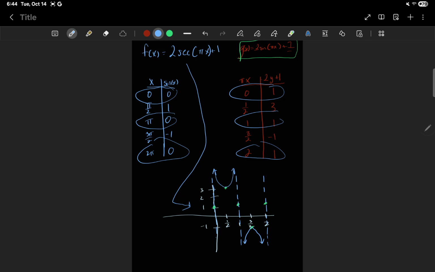So the way to graph secant and cosecant really is just to go through everything as if you're graphing sine or cosine. And then wherever you had zeros for sine originally, you're going to have vertical asymptotes, and then you kind of flip the graph the other way.